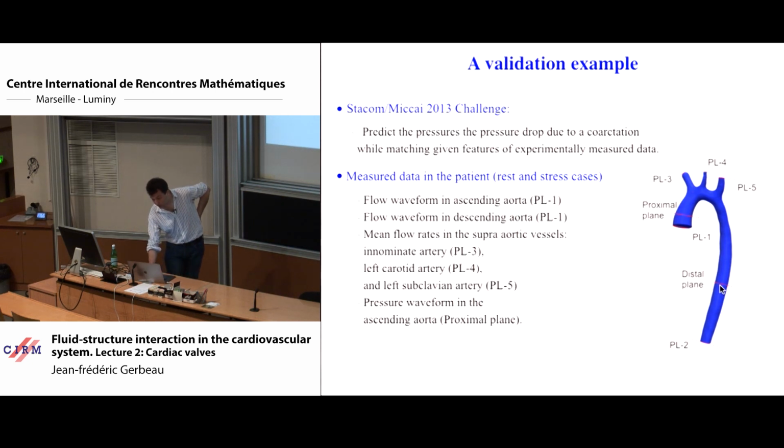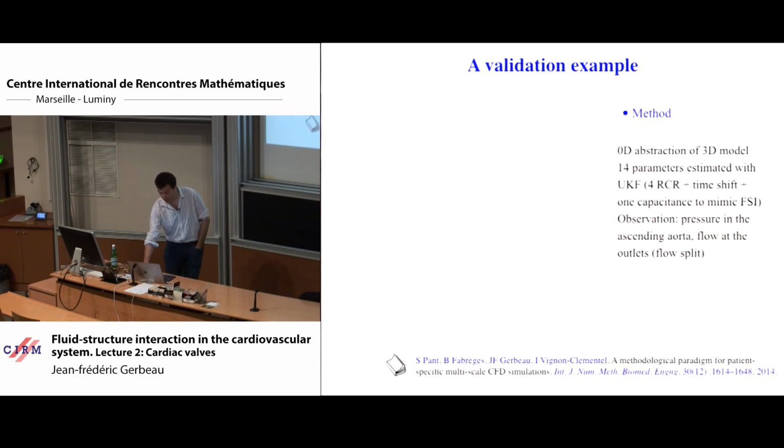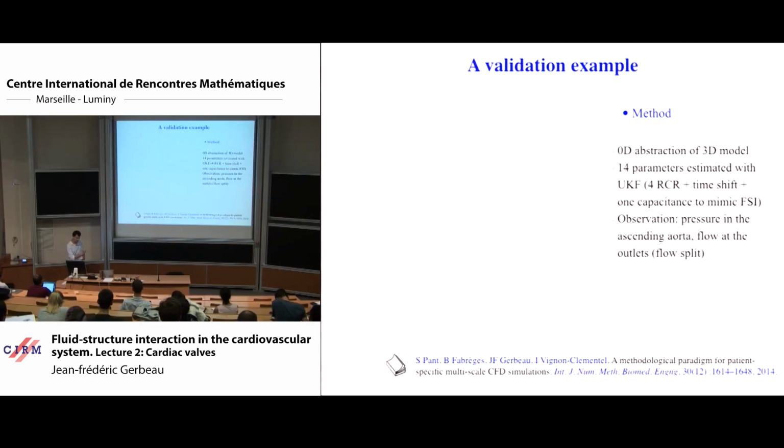Okay? And so the question is, what is the pressure drop? This was the challenge. Of course, the pressure at the outlet was not given. This has to be predicted by the model. So here, we did not run a full fluid-structure iteration because it was considered too complicated, and probably only a few groups would have participated in the challenge.